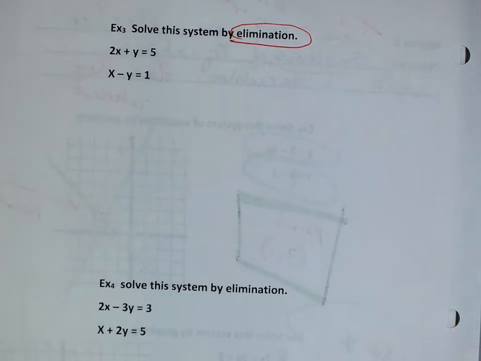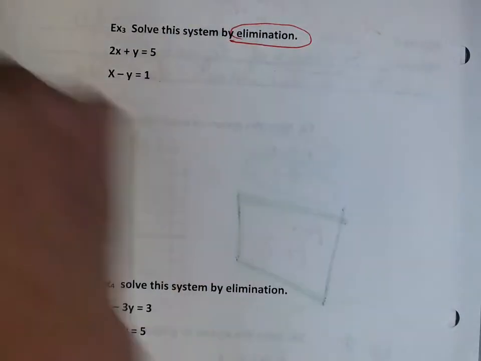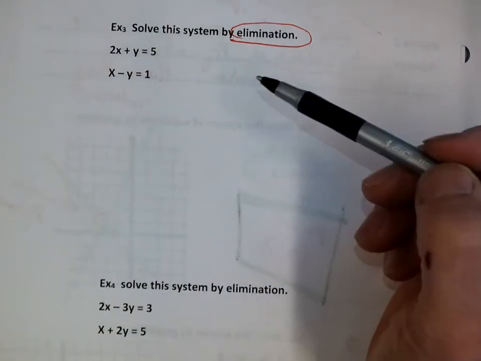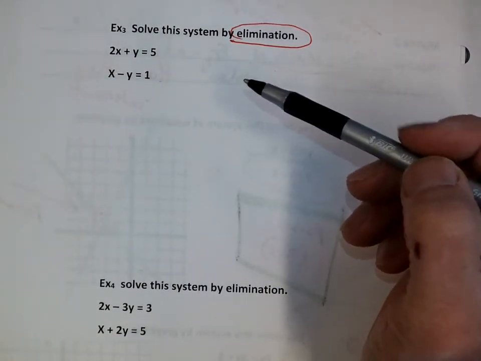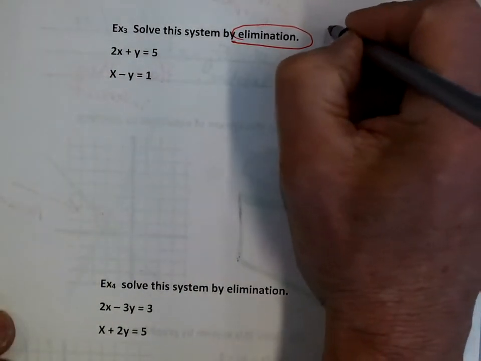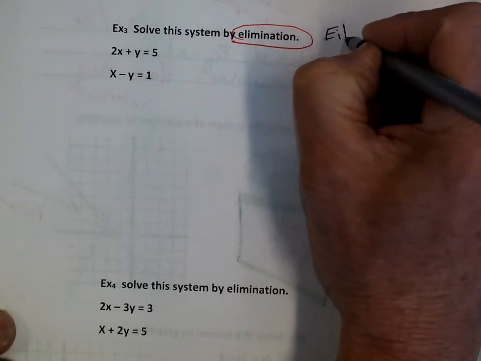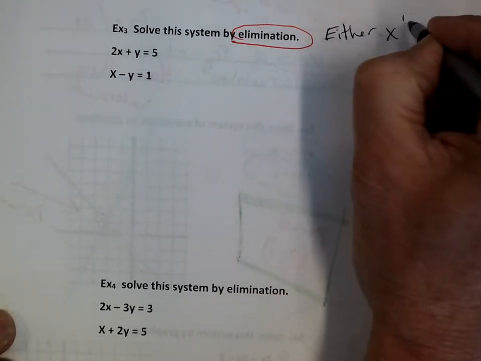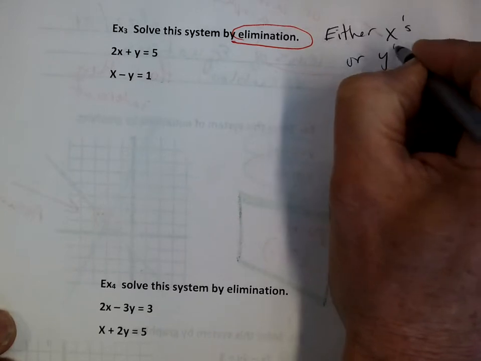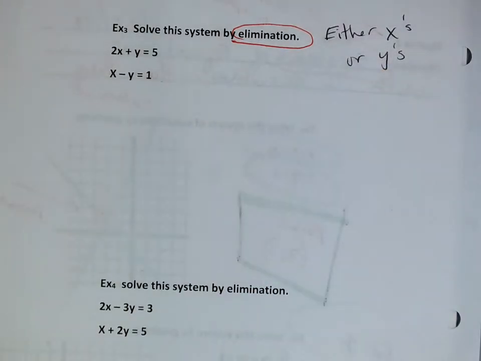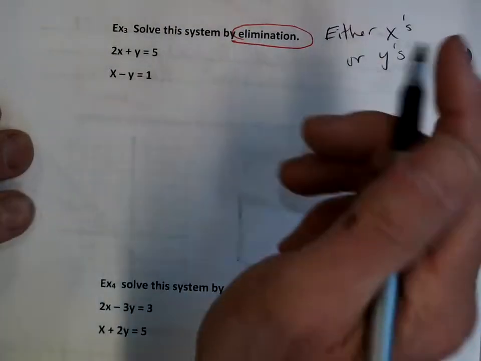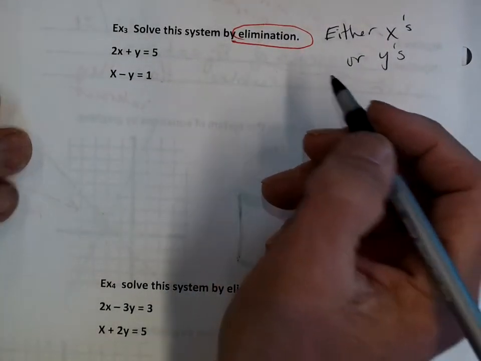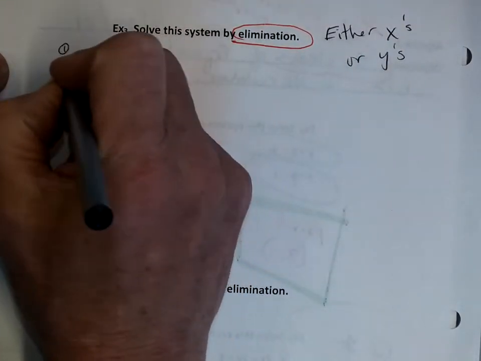So elimination means this. I'm going to eliminate either the x's or the y's. So if I can eliminate the x's or y's, then what would be left is the other variable, and I can solve it, okay? So this one I did on purpose because it's really easy. So I started with a really easy one, okay? I got equation 1, equation 2.